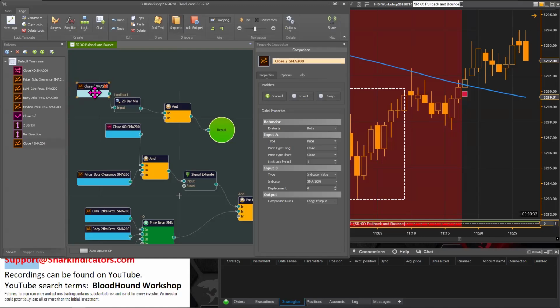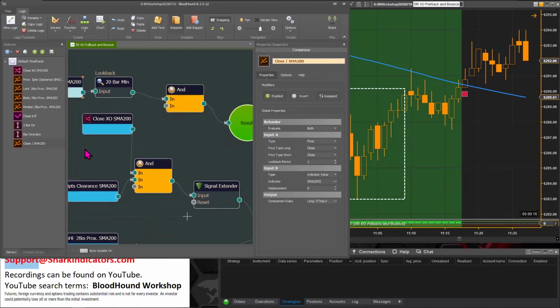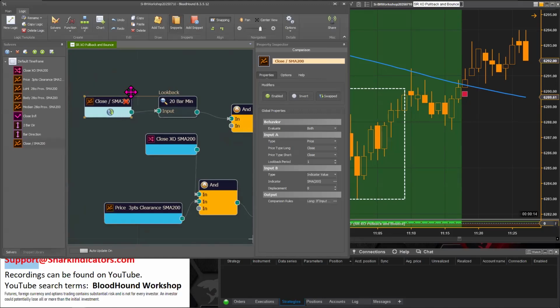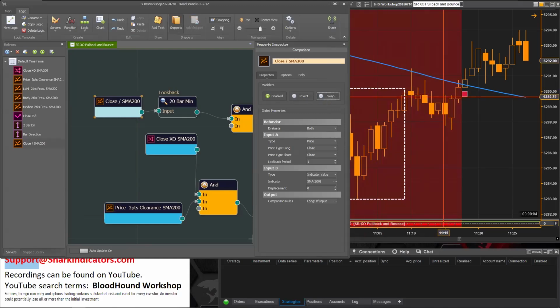I actually need to fix the output, or reverse the output, of our comparison solver here. I can just do that by hitting the swap button there. On our comparison solver, we can see I have the swap enabled. You can see the little icon there, right? So it's set for short. I can go in here, hit swap there, and now it's long.